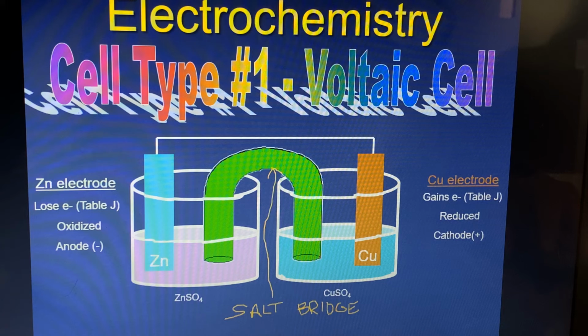How the salt bridge is accomplished in an actual battery, there are all different ways. Usually it's a permeable membrane that lets certain things through and not others. But the salt bridge does one thing and one thing only. It permits the flow of ions.